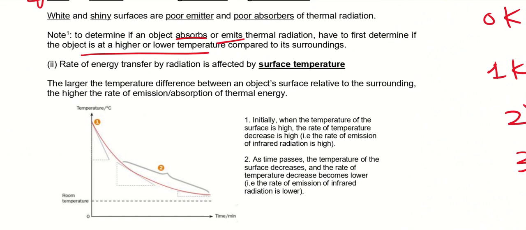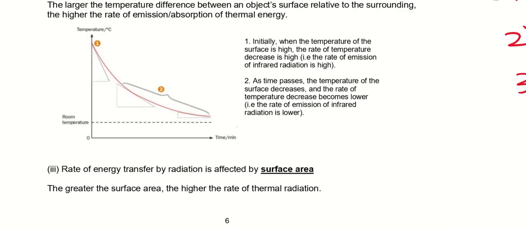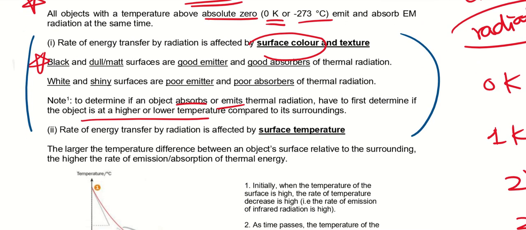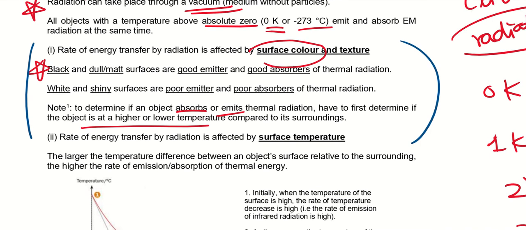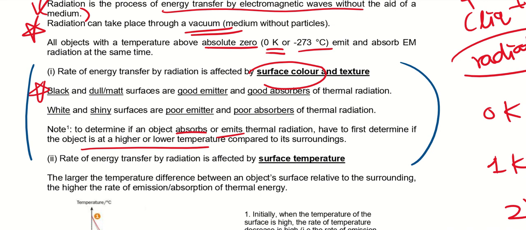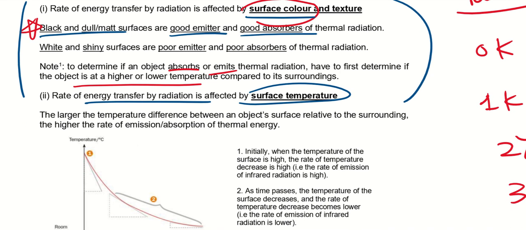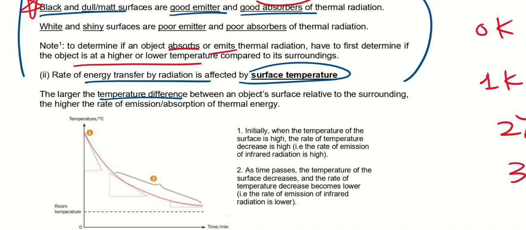So this is actually covered in here, right? I covered over here. Next thing that actually affects the rate of energy transfer by radiation. Just now we did color and texture. So dull, matte, black, they are good emitter and good absorber. Yeah, that's a fact. Another factor that will affect the rate of energy transfer by radiation is the surface temperature. The larger the temperature difference between an object surface relative to a surrounding, the higher the rate of emission or absorption of thermal energy.